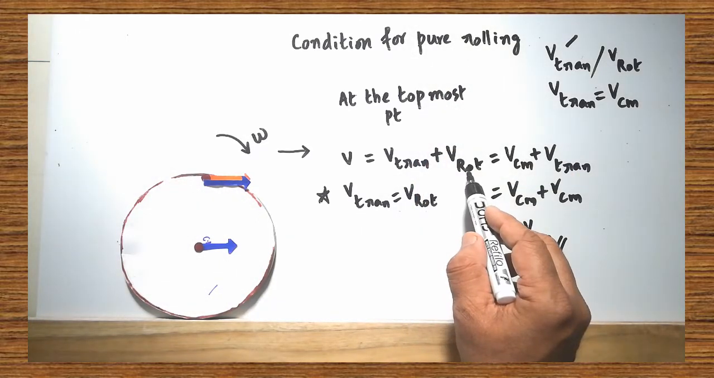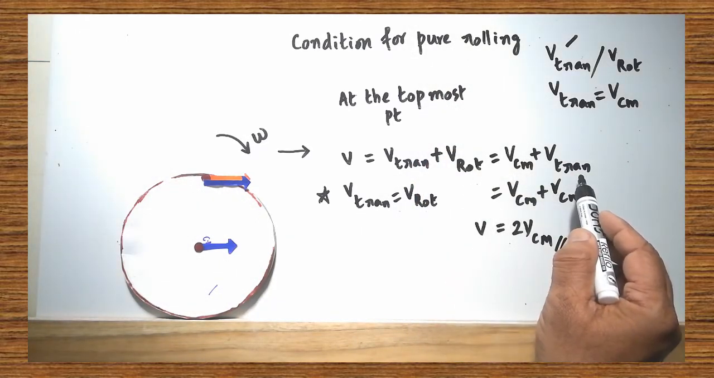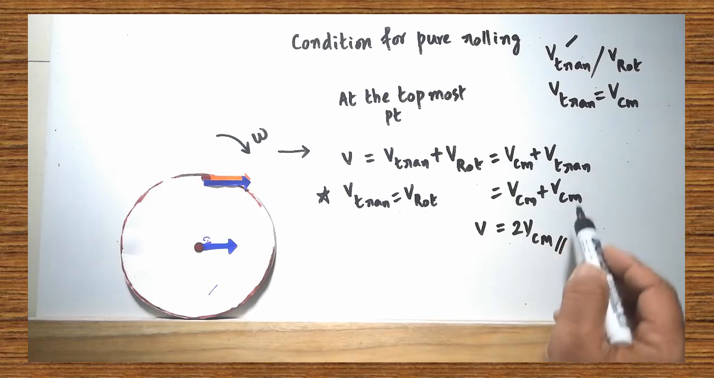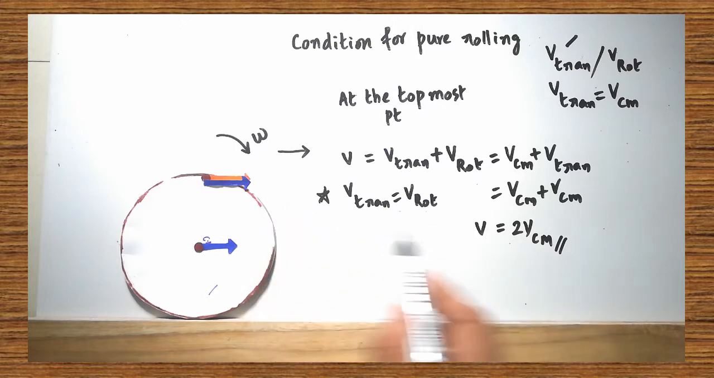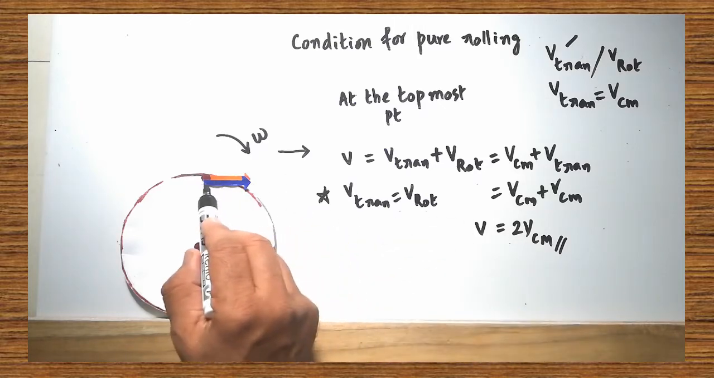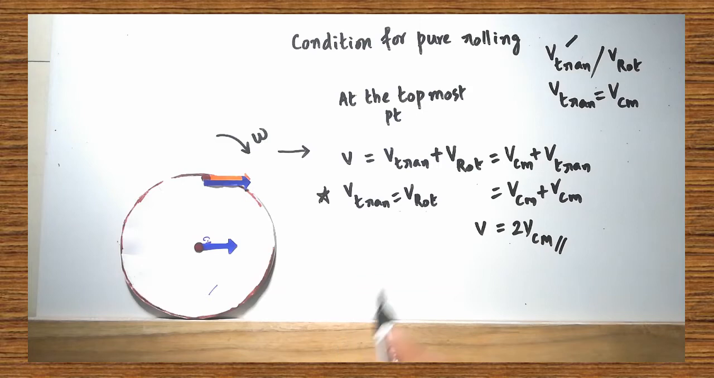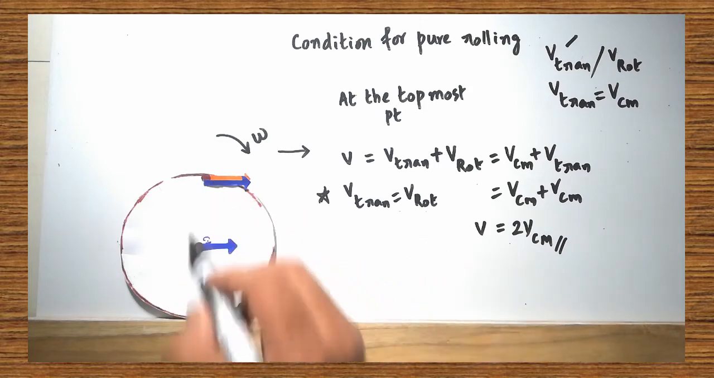So instead of V rotation, I have substituted V translational. V translation is already equal to VCM. So both are equal to VCM. Therefore, the total net velocity of the point is 2 VCM. This is the thing which is seen in the case of the topmost point.